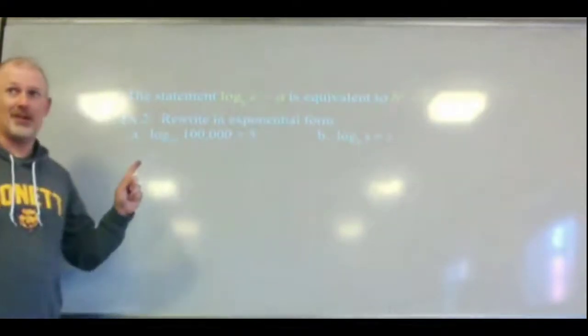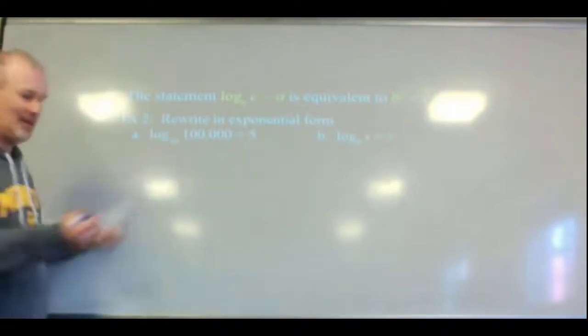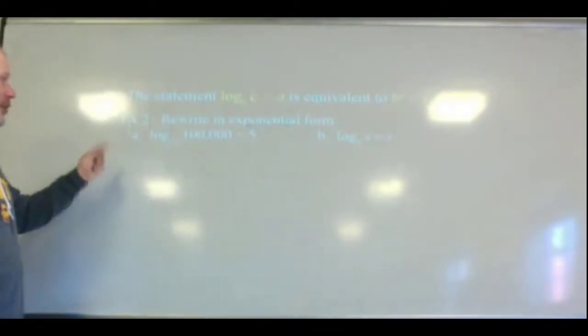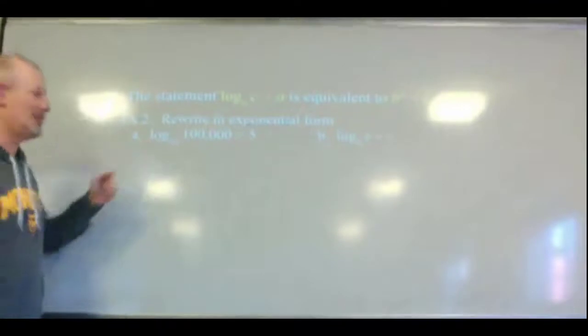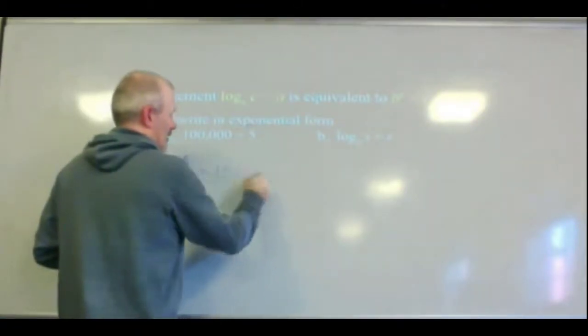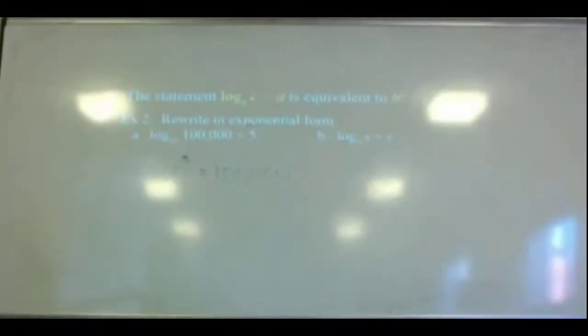So, what do we always identify first? And what is the base of this one? 10, right? The subscript is a 10. So now this time it's the base for an exponential. So we write our 10. What needs to go by the 10? The 5, because it was originally by itself, and now what's going to be by itself? 100,000. Okay. Does that make sense?